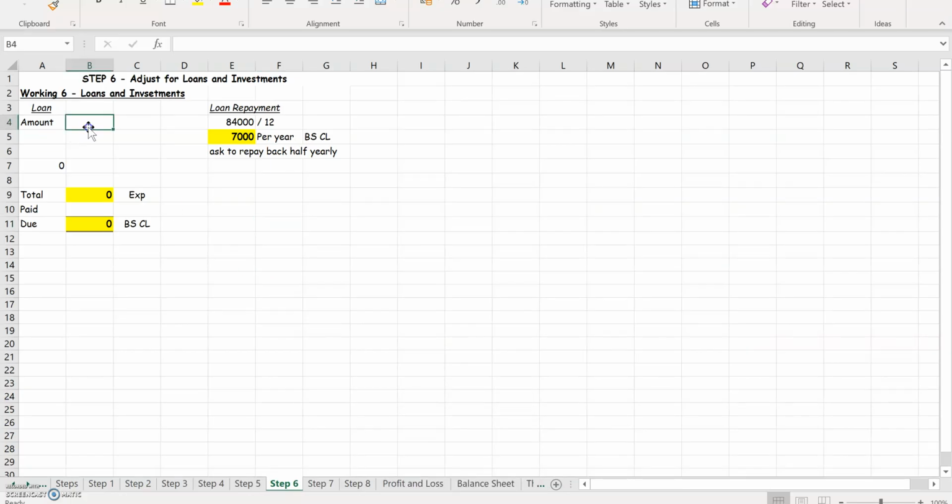is going to be for the first installment for this adjustment. So the amount then is 84,000 multiplied by 10%. Then multiply that by 6/12. So he needs to repay 4,200 for this period. So the total amount he's going to pay is 4,200. That's going to be in your expense.